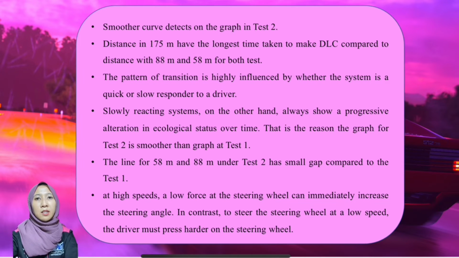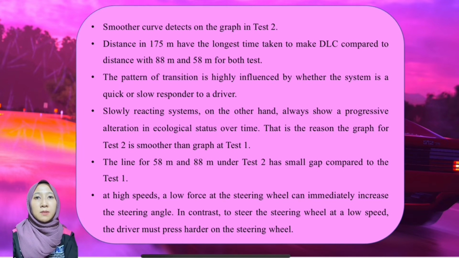Overall, from the results that I obtained from the simulation test, it can be seen that for the test 2 graph, the curve on the peak is smoother than test 1. And overall for all the tests, the gate entry distance of 175 meters has the longest time taken to make the double lane change compared to the other gate entry distances. And this is for the smoother curve.